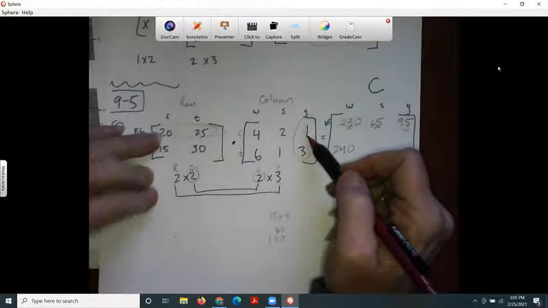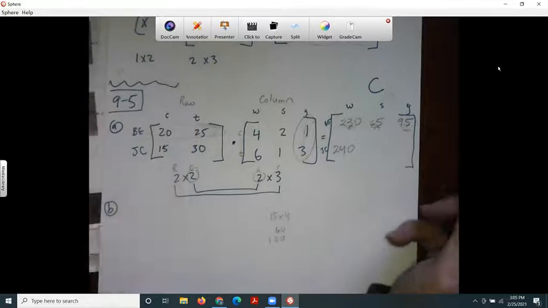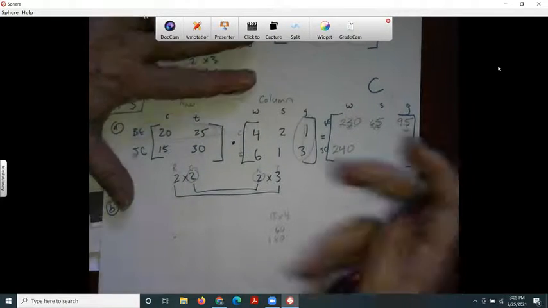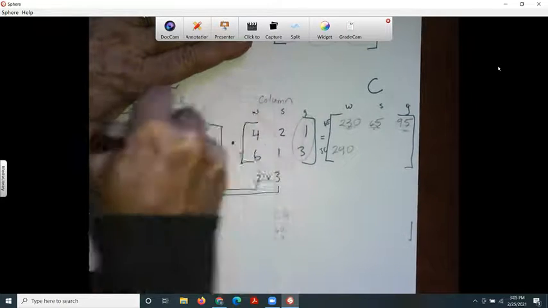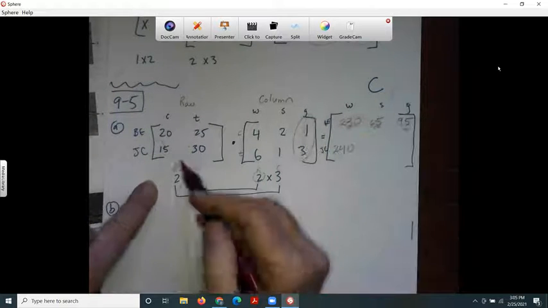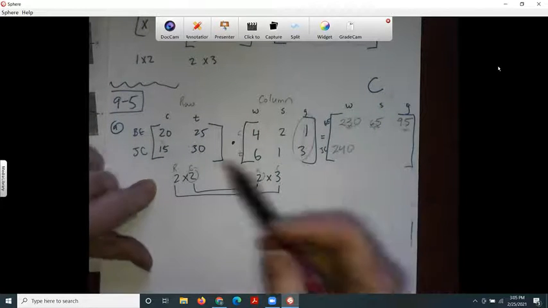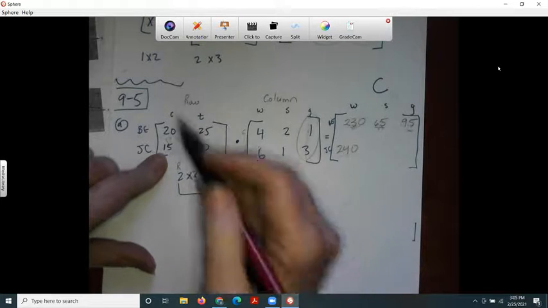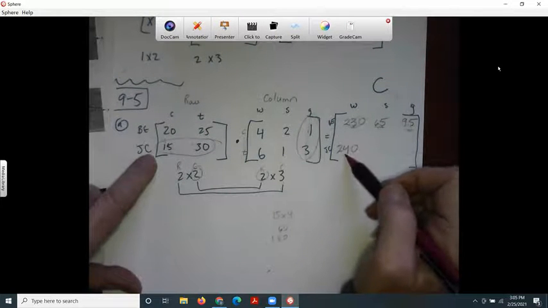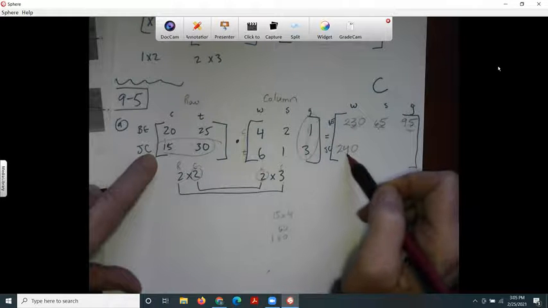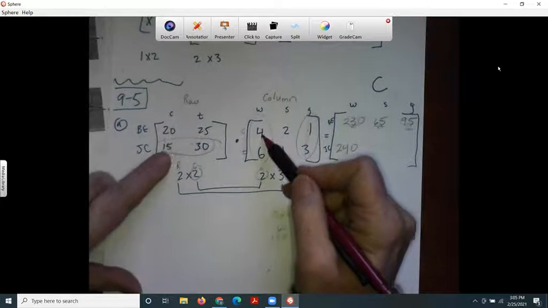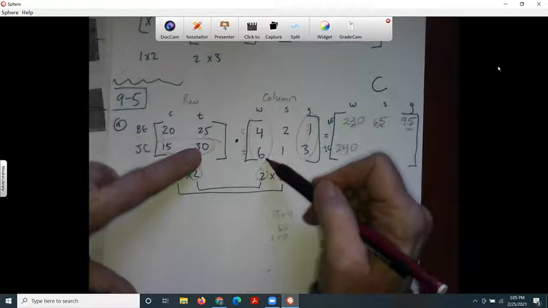Similarly, for this one, now we're in row 2. We're not going to be using the 20 and the 25 anymore because those are Bullseye numbers. We want to do J.C. Penney numbers. So I'm going to circle row 2, column 1. 15 times 4 plus 30 times 6, I did it all down here, and they added it up, and I got 240.